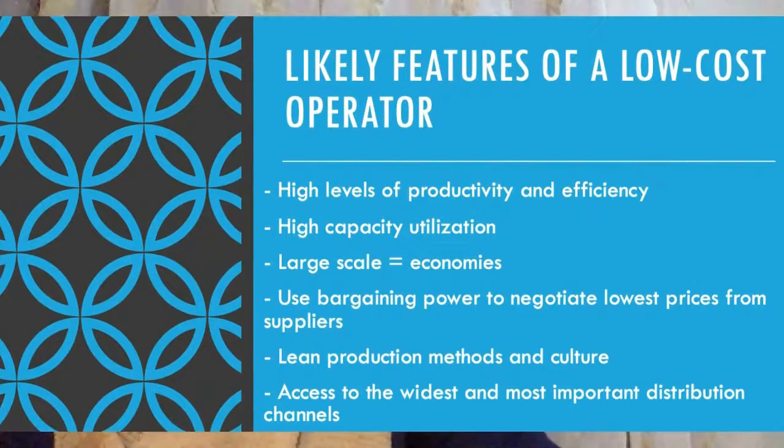Likely features of a low-cost operator: high levels of productivity and efficiency, high capacity utilization, large scale which results in economies of scale, use of bargaining power to negotiate lowest prices from suppliers, lean production methods and culture, and access to the widest and most important distribution channel. So these are some of the features you might find in a low-cost operator.